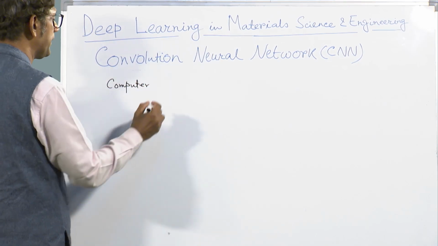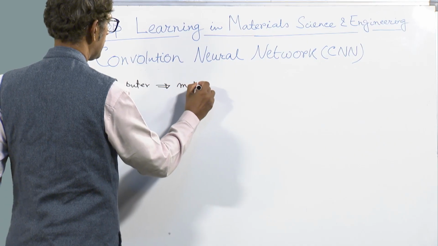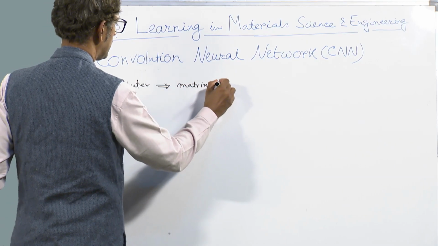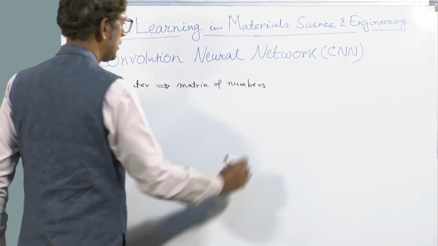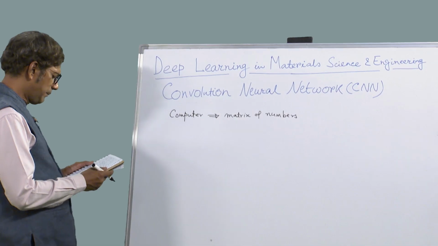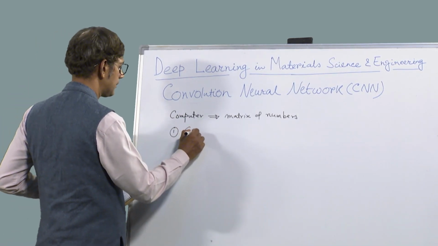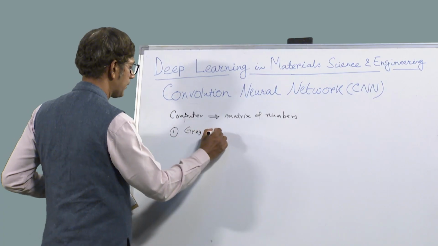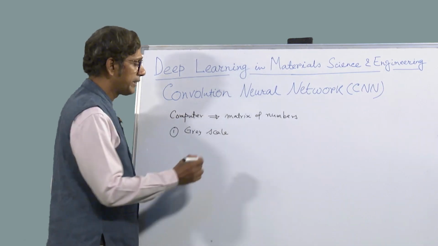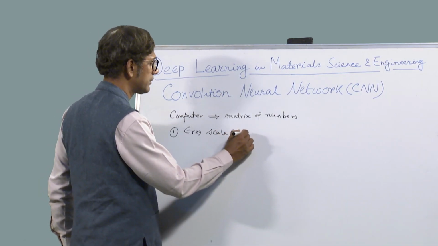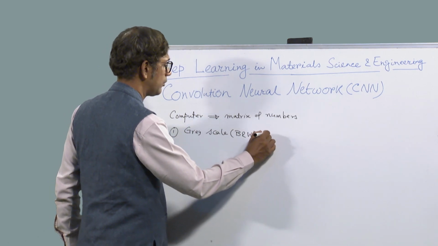A computer is not like a human; it sees an image as a matrix of numbers. What is that? Very simple. You can have two kinds of images: grayscale or black and white. We call it grayscale, and many people also call it black and white, but grayscale is the scientific word.